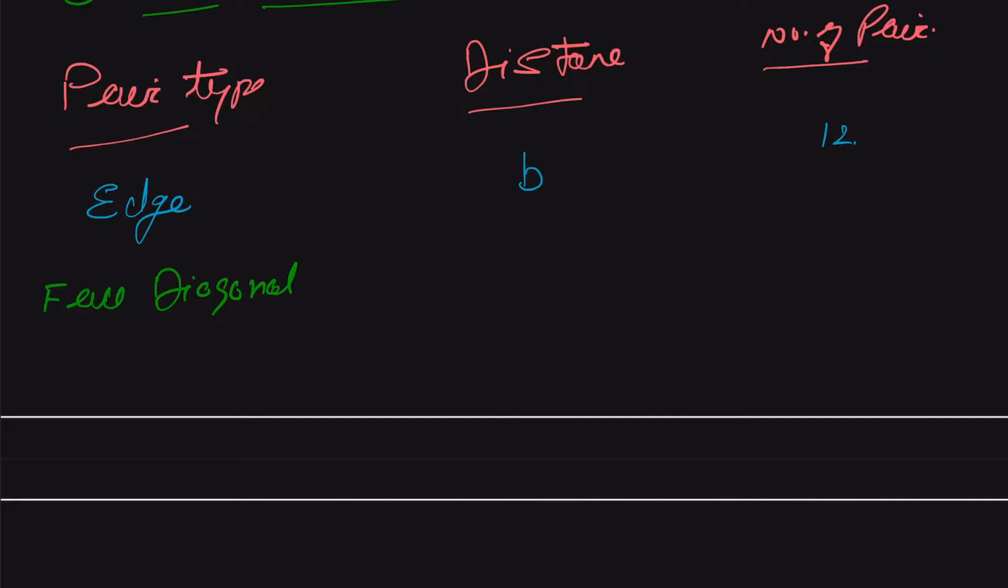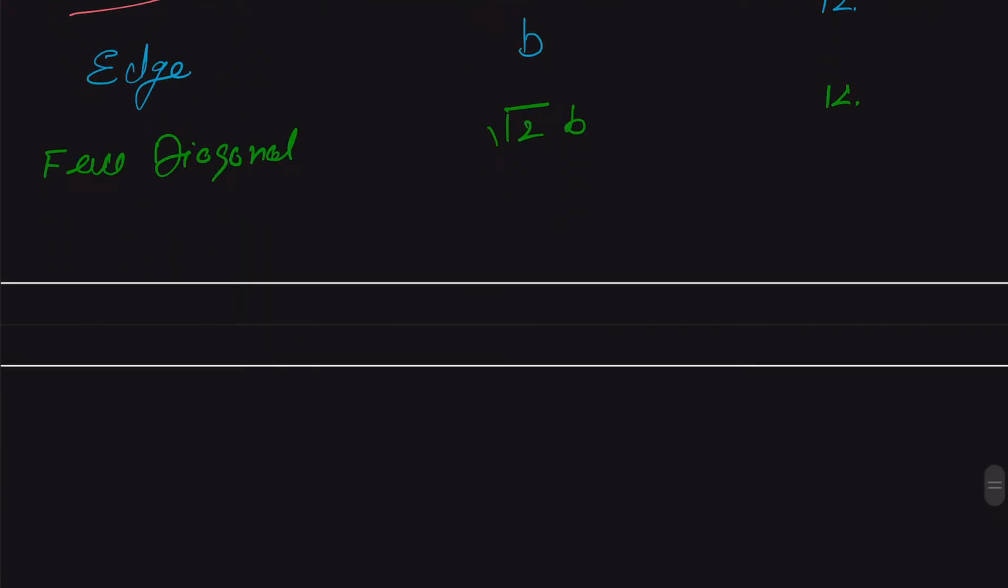Face diagonal is having a distance of square root of 2 times B, and total there are 12. And finally we are having body diagonal. Body diagonal is having a distance of square root of 3 times B, and they are total 4.